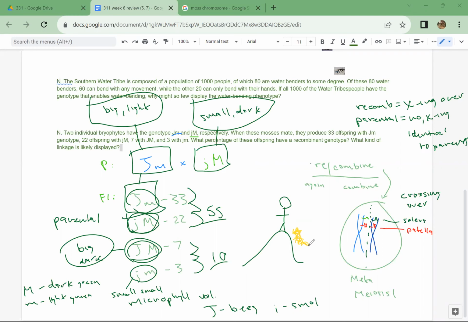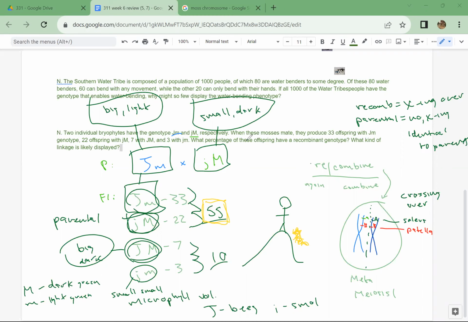Also, actually, no, I'll get to that when we get to 3-point crosses. But yeah, so we see more parental offspring, whereby the parents did not exhibit crossing over, because it is more likely that crossing over doesn't happen.